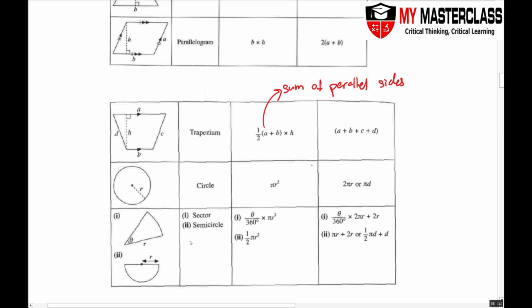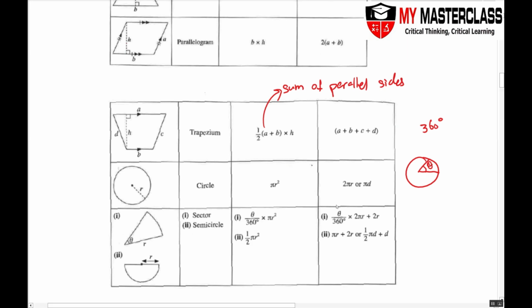Lastly, we have your sector and your semicircle. Let's look at the sector first. A sector is essentially a portion of a circle itself. Within a circle, one round, the angle is 360. This is an example of a sector in a circle, which means a portion of a circle. You can think of it like a slice of pizza inside your circular pizza itself.